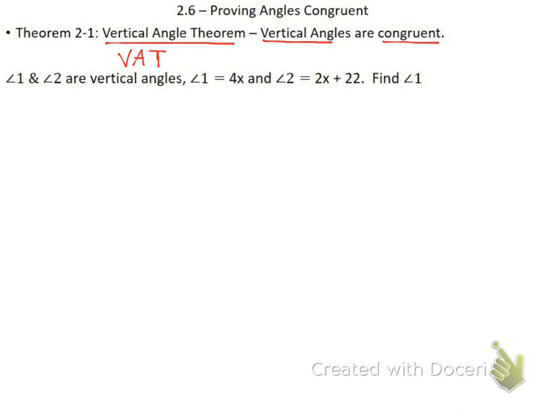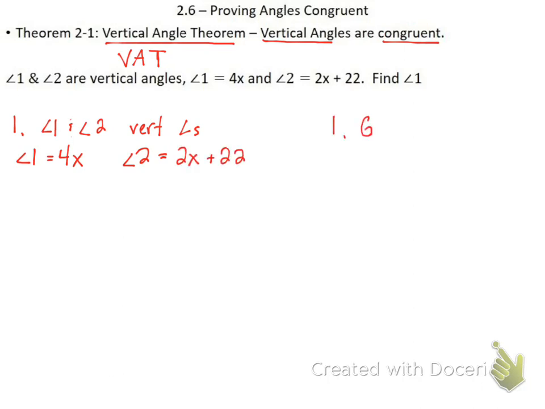So first problem is that angles 1 and 2 are vertical angles. Angle 1 is 4x and angle 2 is 2x plus 22. We want to find out what angle 1 is. So again, my first step is going to be my given statement, which is angle 1 and angle 2 are vertical angles. And then I'm given that angle 1 is equal to 4x and angle 2 is equal to 2x plus 22. Again, that's what I'm given.